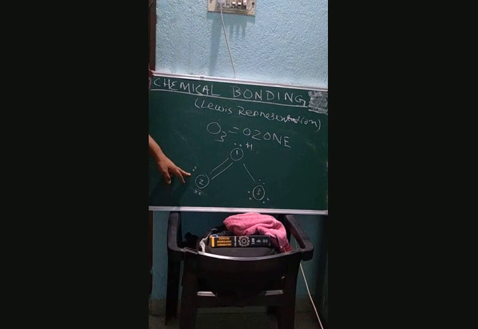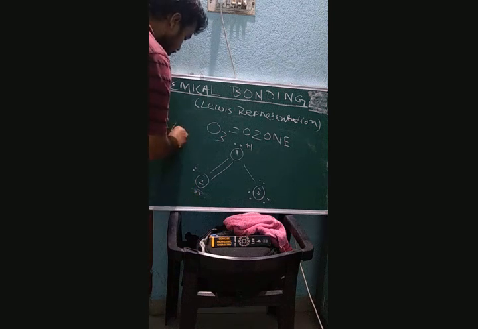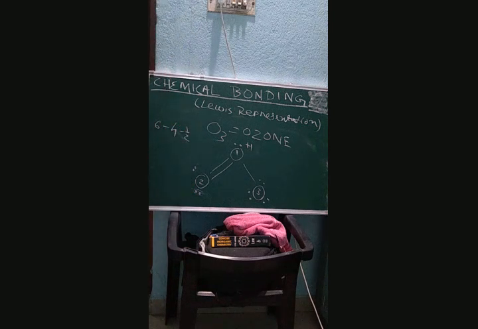So now coming to oxygen number 2. For this oxygen, the number of valence electrons is 6. The number of lone pair electrons is 1, 2, 3, 4. And the number of shared electrons is 4. So the total is 0. Meaning on this oxygen there is no formal charge.